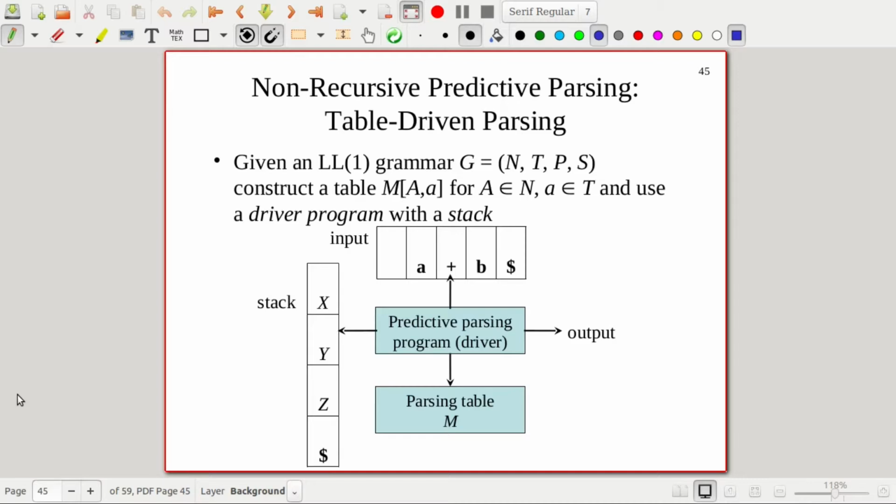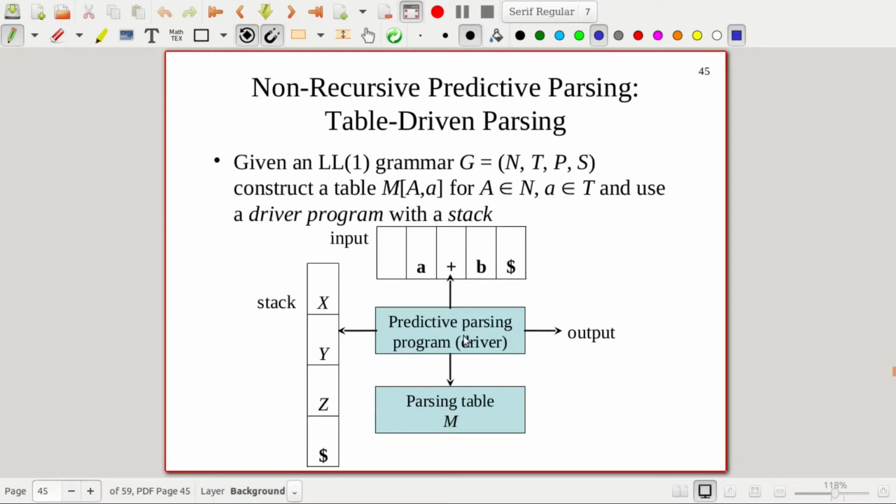So this is the configuration. We have a driver program or predictive parsing program. Then a stack is used for this parsing technique. Then this is our input buffer or input string. Then this is the parsing table, and this algorithm will give some output, maybe some intermediate code or something like that.